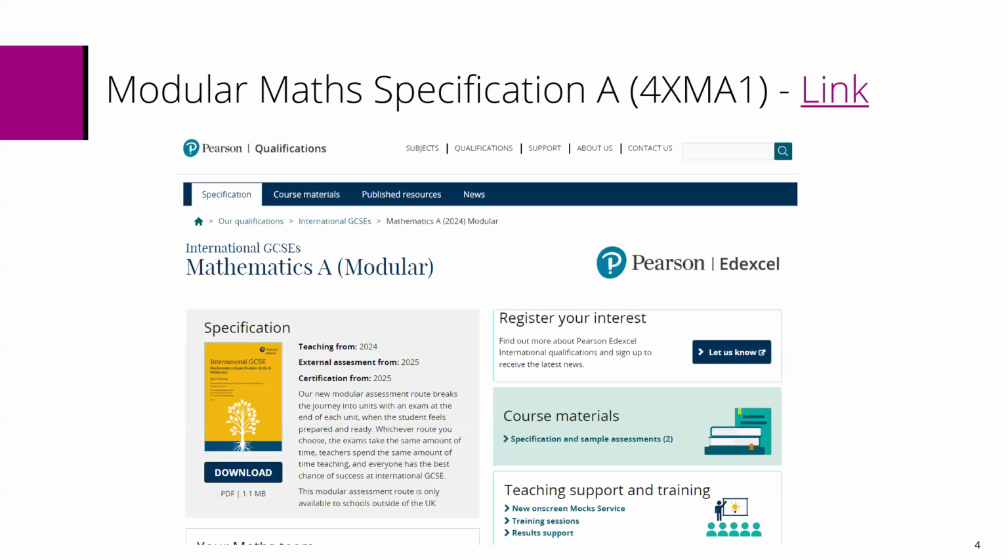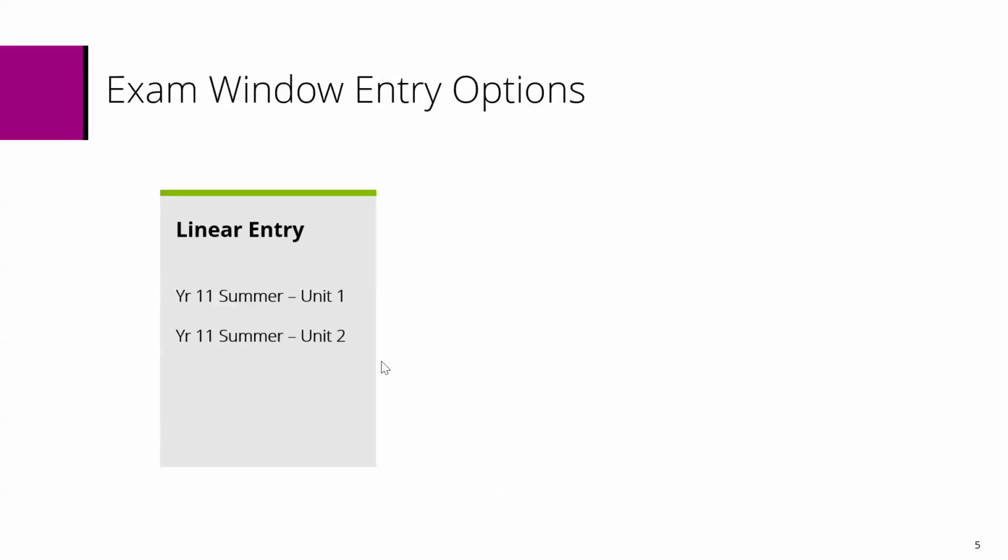Now, I'm getting a lot of questions about how centres can make entries. So I thought I'd just summarize the questions that I'm getting. I'm actually getting questions from centres saying, if I use the linear papers, can I take them both at the end of the 2 years?